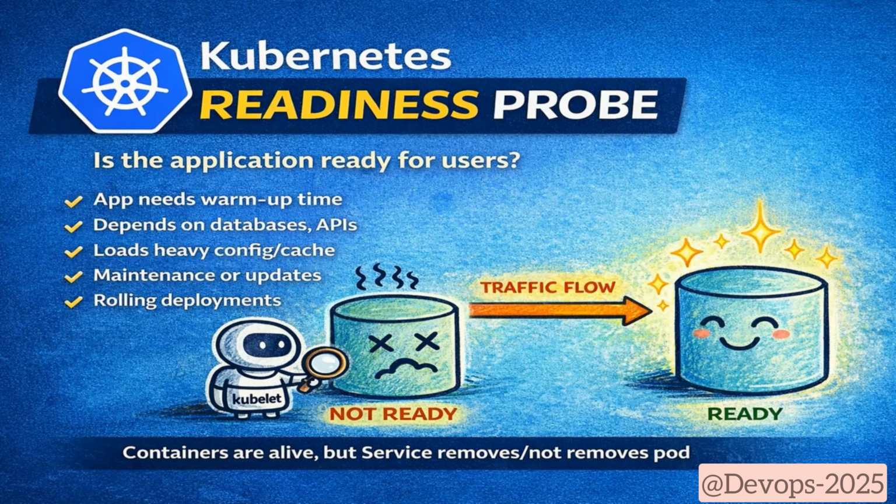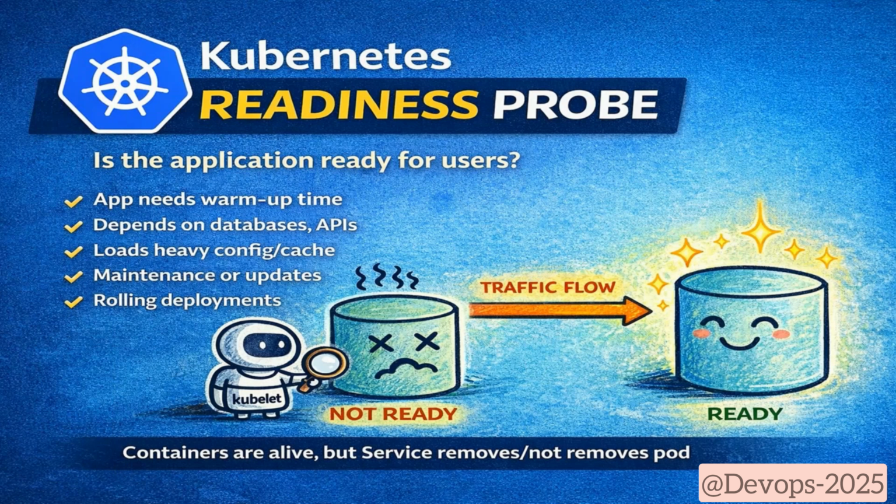And let's see who is responsible for all this. The kubelet is responsible for all this. Kubelet is a component which runs on every worker node, and the kubelet periodically runs the readiness probe based on the intervals and updates the pod status, and then the kubelet informs the service whether this pod should receive traffic or not. That is where the real orchestration intelligence lives.